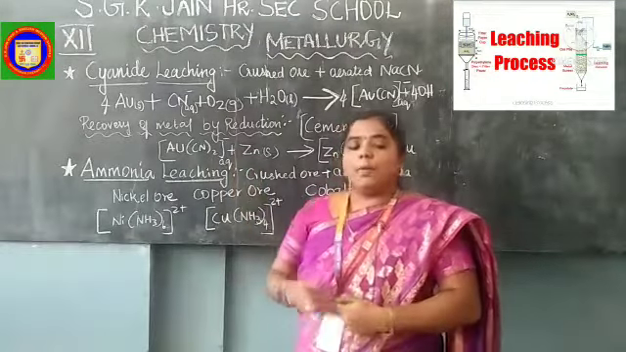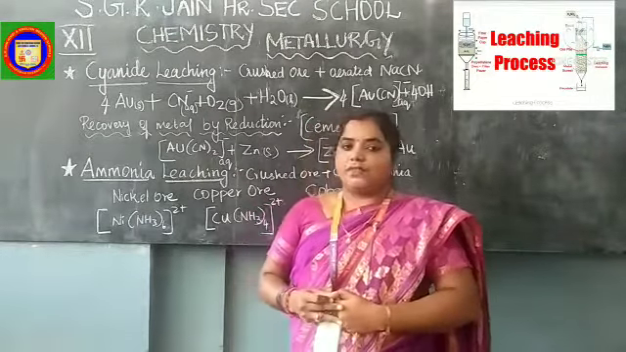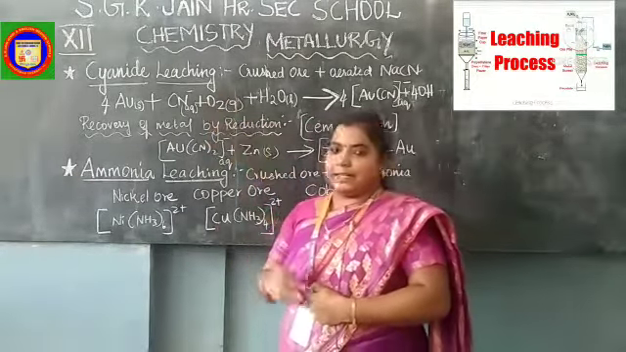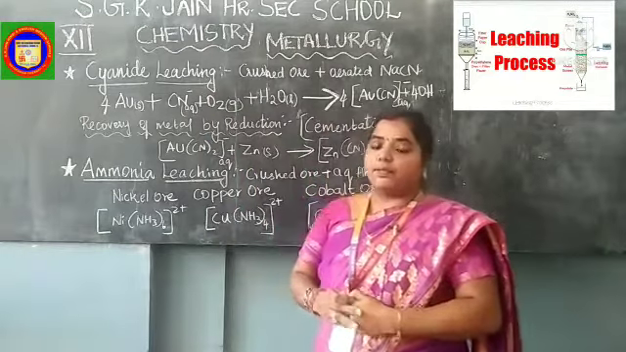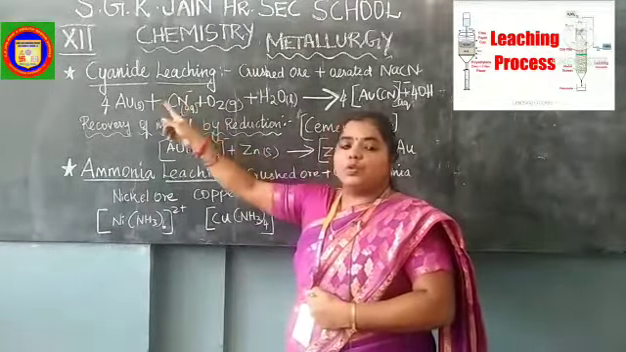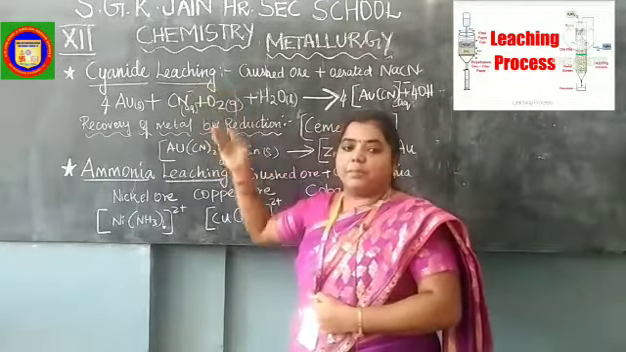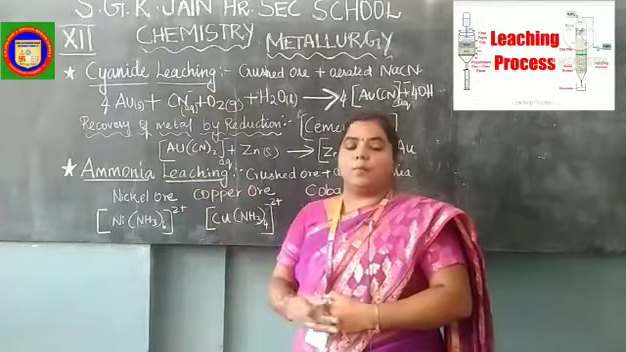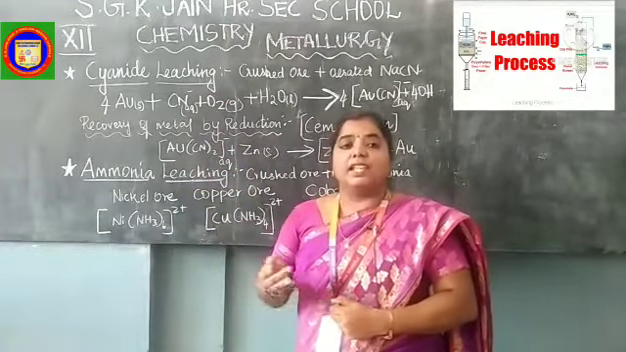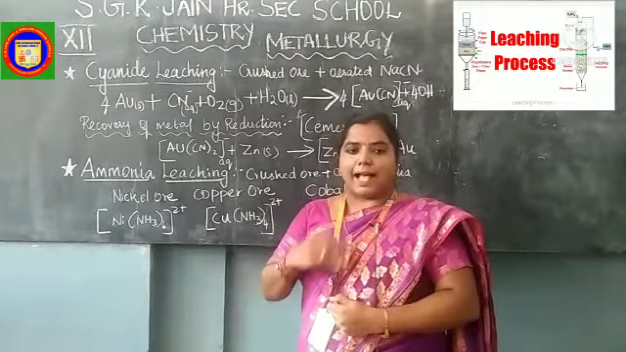Cyanide leaching, ammonia leaching, acid leaching and alkali leaching. So first we started with the cyanide leaching. From the name itself we can understand the concept. Cyanide is used for the leaching process. If in place of cyanide I am using ammonia, that will be the ammonia leaching. If I am using any other acids, it should be the acid leaching, or alkali, it is the alkali leaching.